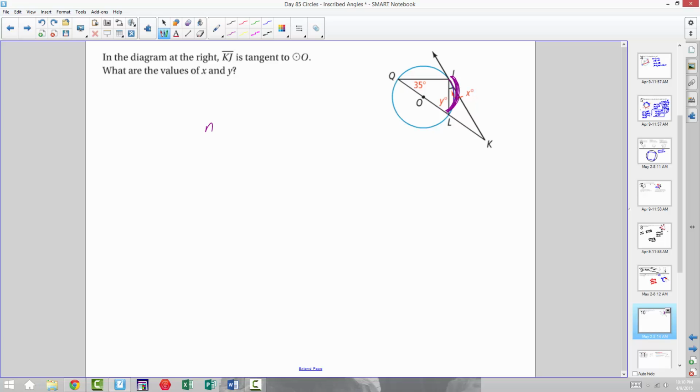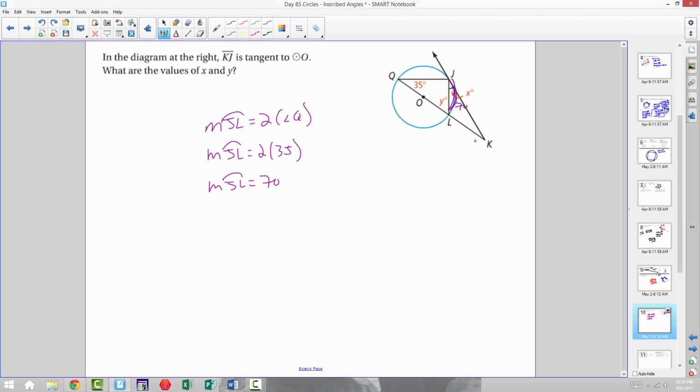I know that the measure of arc JL is going to be equal to 2 times the inscribed angle of Q. So the measure of arc JL is 2 times 35, so the measure of arc JL is 70. So I know that this purple arc is 70. So I know that this arc from J to L is 70.